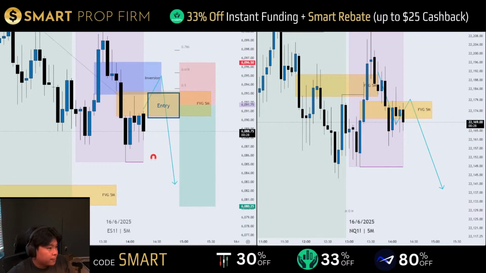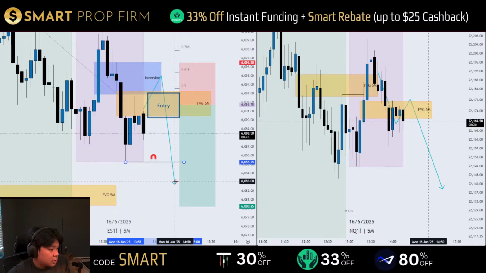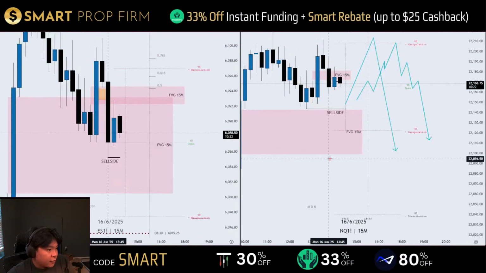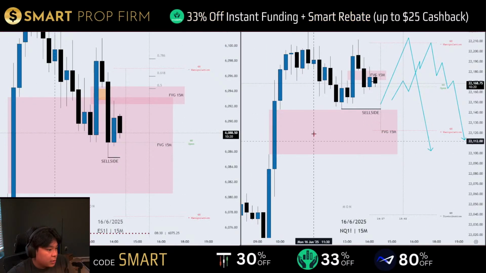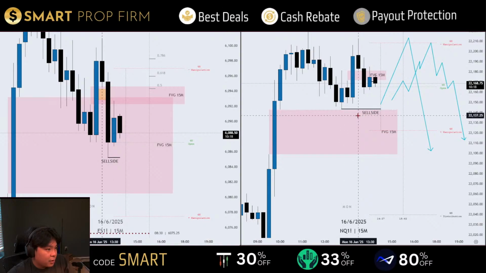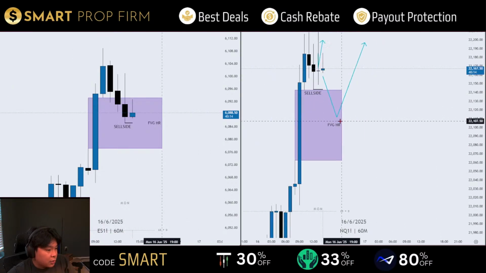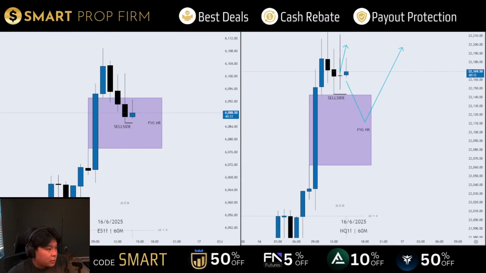Still banking for lower. First area of interest, and then next area of interest. On the 15-minute, you see this gap. That's going to be the immediate gap on the NQ. Same thing on the hourly. NQ is still looking for this to drive in. That's what I'll be watching for.